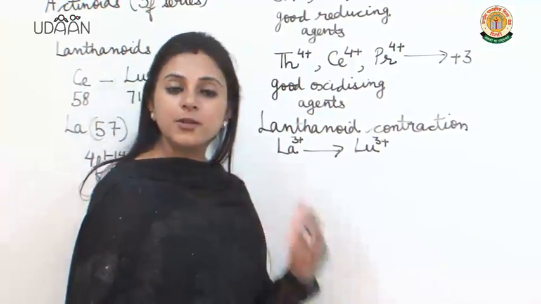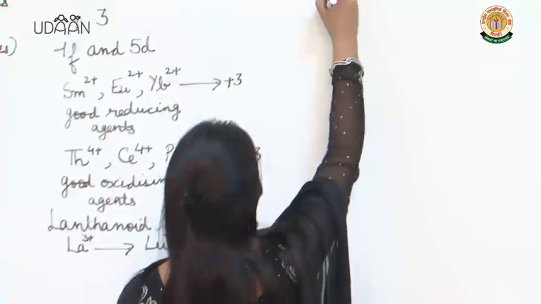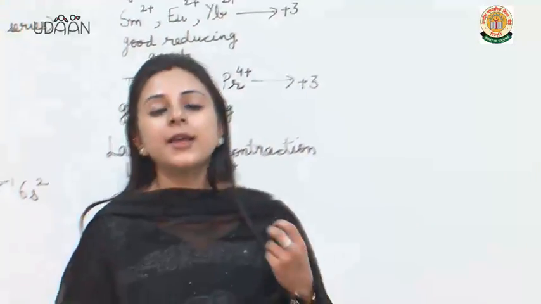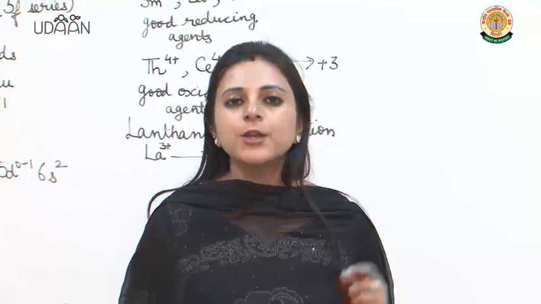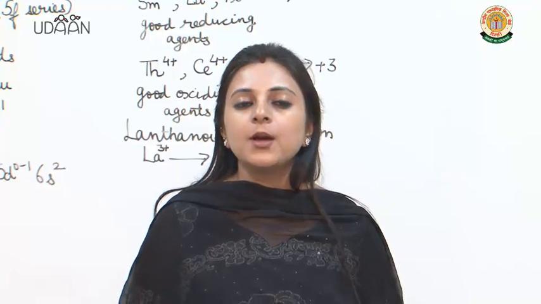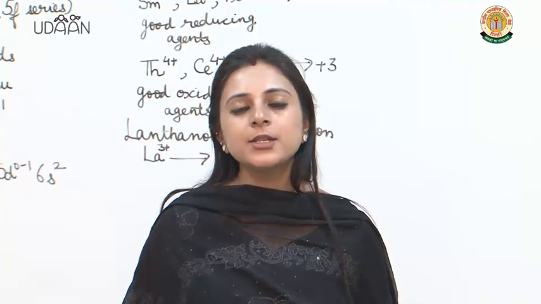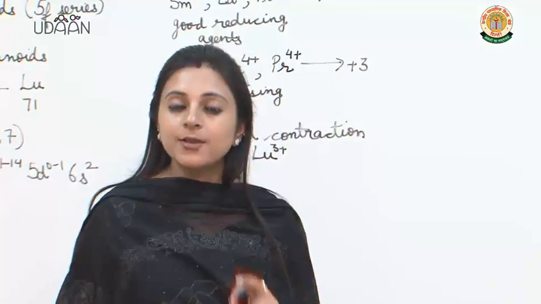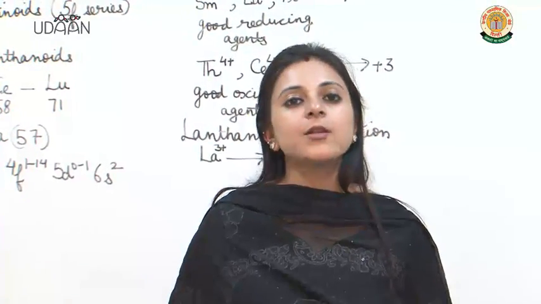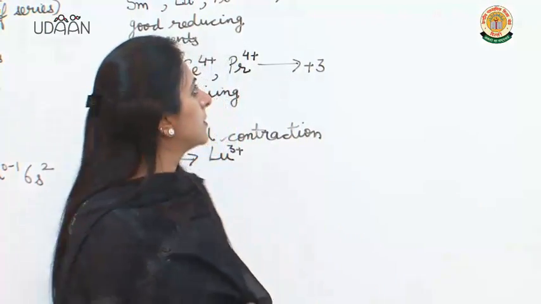Now there are certain consequences of this lanthanoid contraction. Since the lanthanoids have almost the same size due to lanthanoid contraction, their separation becomes difficult. But due to a little variation, they can be separated by ion exchange methods. Their properties are the same, their valency is the same. That is why the separation of lanthanoids becomes difficult and they are separated only by ion exchange methods.